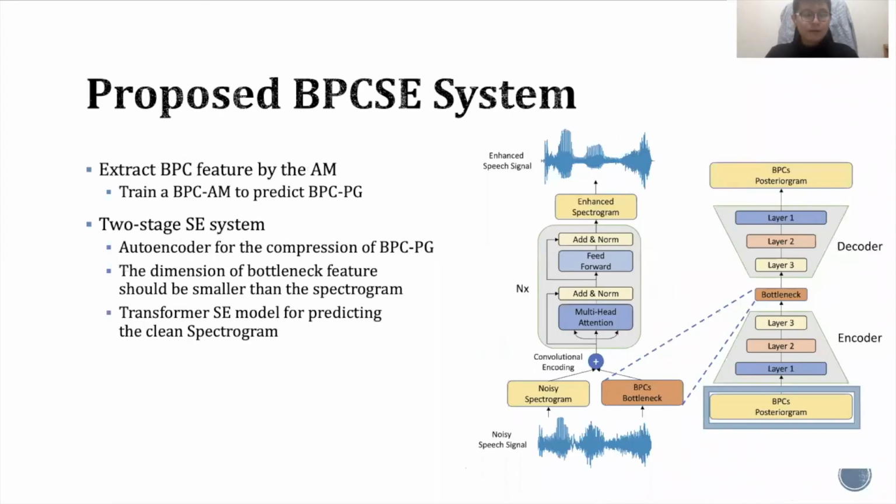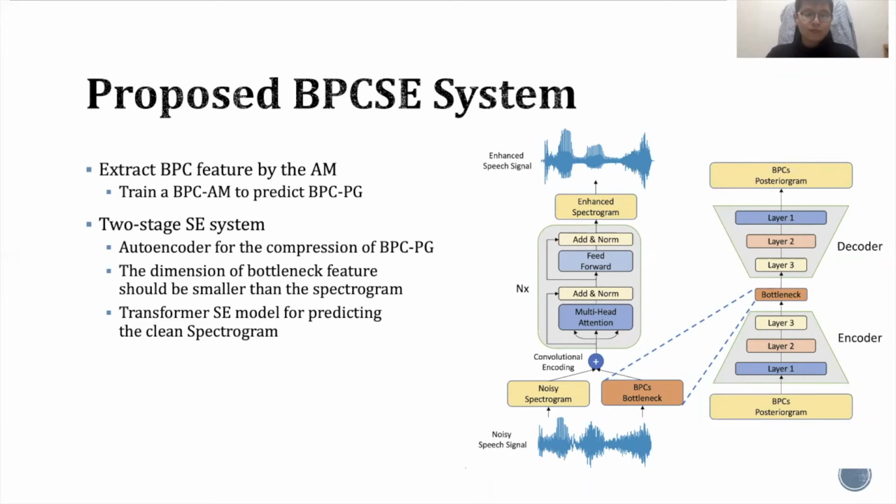In our system, first, to extract the speech content, we train an acoustic model to predict the posteriorgram. However, to assure that the acoustic model can perform well even in noisy conditions, we use the BPC acoustic model instead. The BPC acoustic model only needs to predict what the class is, making the task easier, so the extracted BPC posteriorgram will not contain any information about what the phone is, but only the BPC-related information.